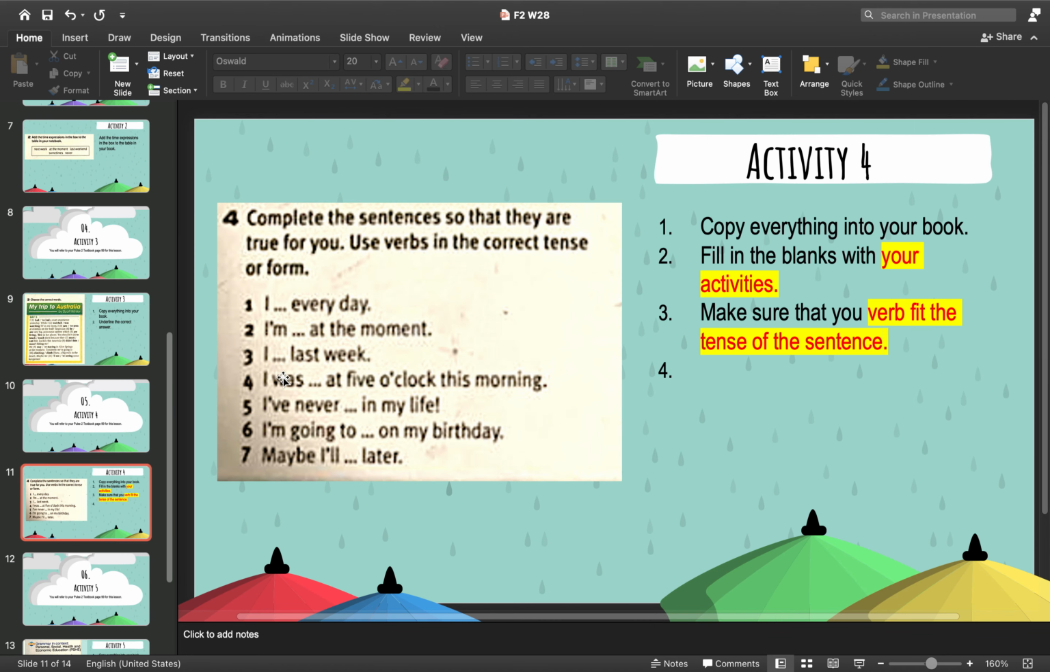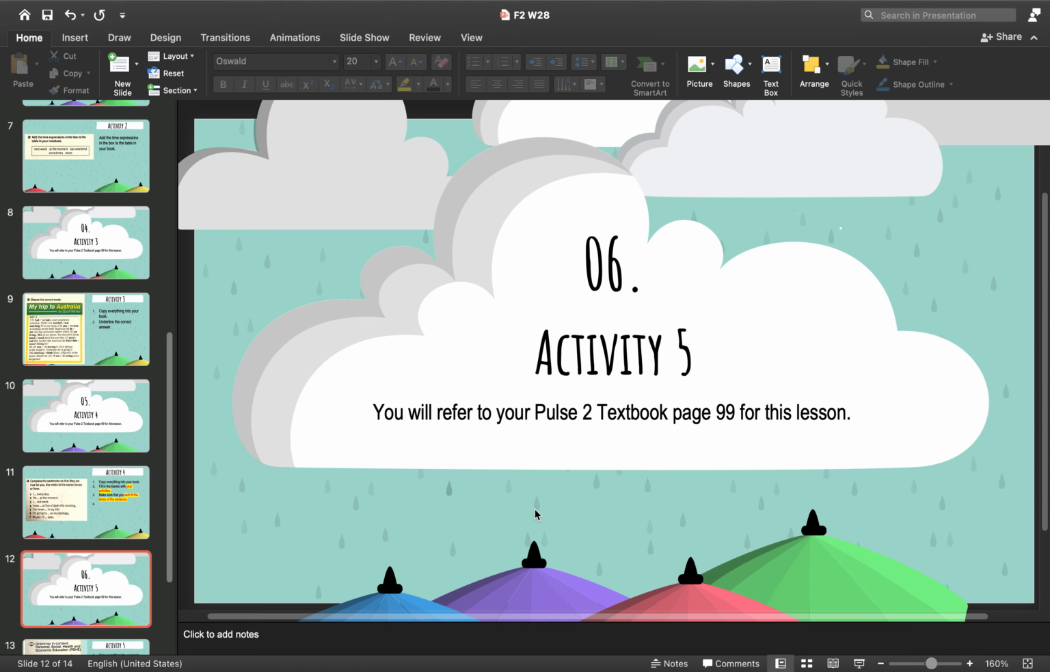Alright, next, activity number 5. Ingat ini tentang kamu sahaja. So, yang penting tengok time expression, every day, at the moment, last week. Baru kamu boleh pilih verb tu nak pakai yang tambah ing ke, tambah ed ke, apa ke. Okay, activity number 5.